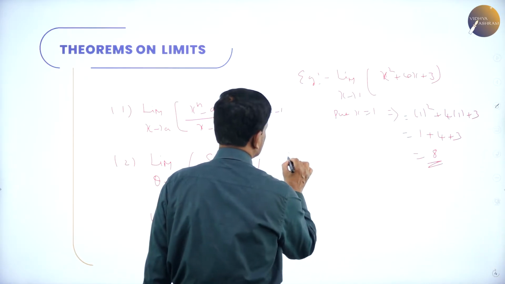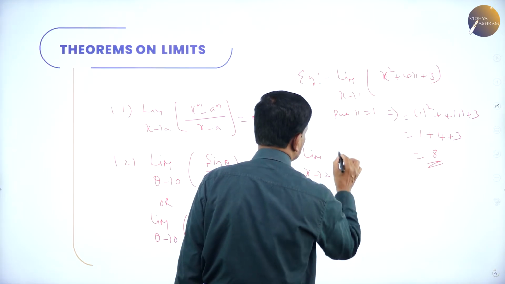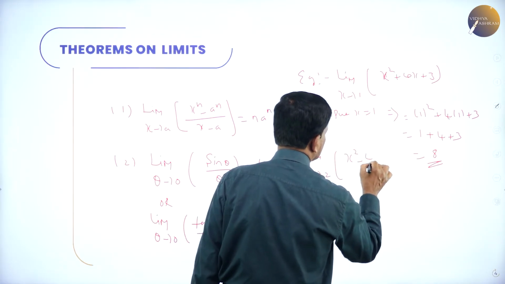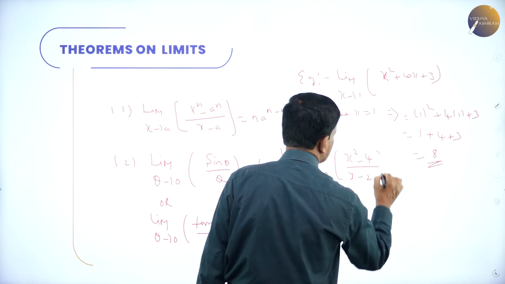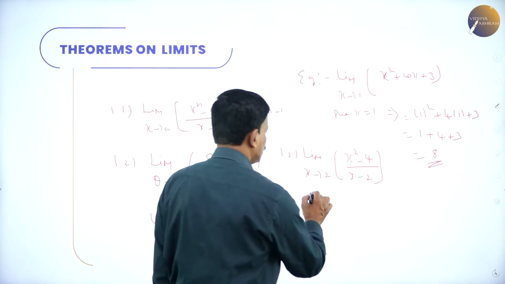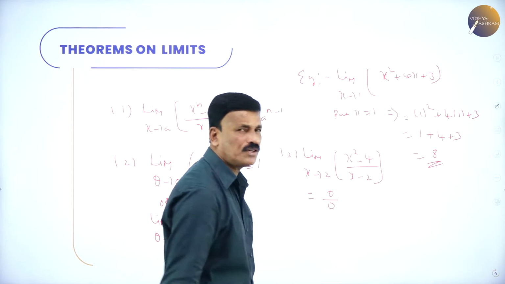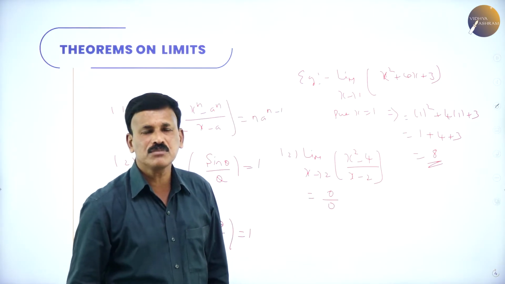Suppose if it is like this, limit x tends to 2 of x square minus 4 divided by x minus 2. By putting x is equal to 2, what will you get? You will get 0 by 0. 0 by 0 is an indeterminate form.